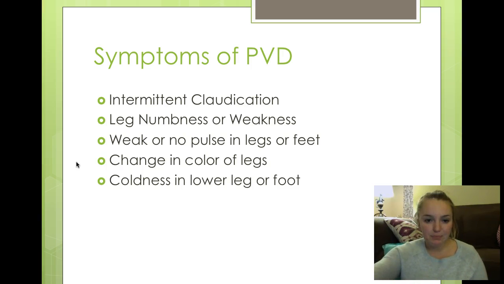Symptoms of PVD: intermittent claudication, leg numbness or weakness, weak or no pulse in the legs or feet, change in color of the legs, coldness in the lower leg or the foot. Intermittent claudication is the condition in which cramping pain in the legs is induced by exercise, and it's typically caused by the obstruction of the arteries, which is the arteriosclerosis.